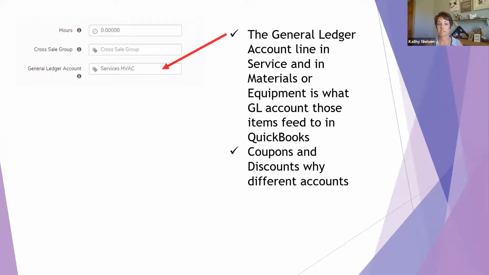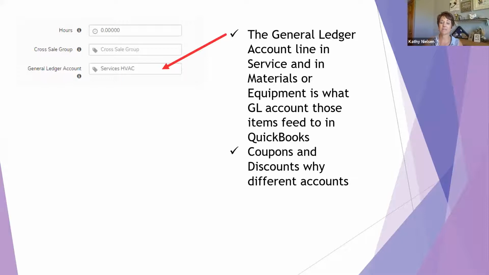Now, if you have particular services or materials that you want driven to a certain class income or class cost of goods, then you would put that in there. But you don't have to in order for it to feed.